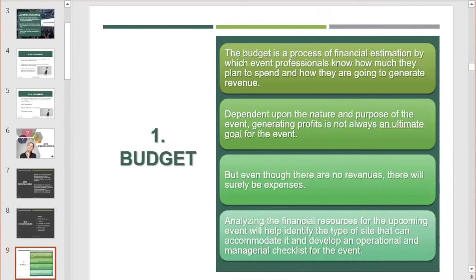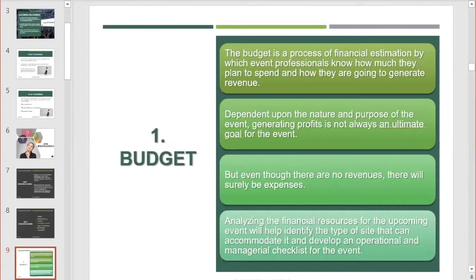Now, what is a budget? The budget is basically a process of financially estimating the expenses that you are going to incur as a result of organizing the event, as well as how much revenue or income you are going to gain as a result of organizing the event. So here the budgeting process is basically about estimation, because at the onset of planning the event, no one really knows the specific cost of everything.